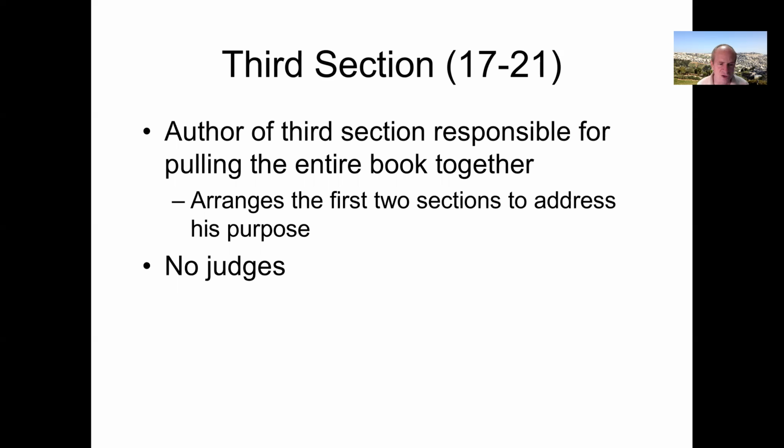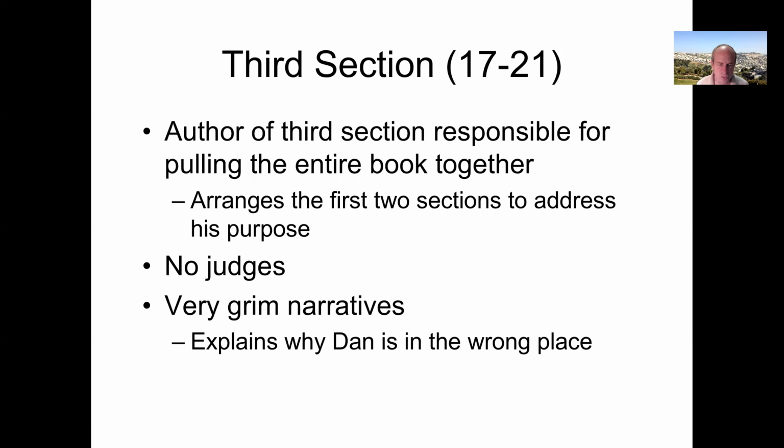In part three, there aren't any actual judges. It consists of two stories, and they're both very, very grim and depressing narratives. The first one explains why the tribe of Dan is in the wrong place. If you read the book of Joshua, you saw where the tribes were allocated certain parts of the land that they were supposed to live in. And the tribe of Dan was allocated some land on the central and southern Mediterranean coast, but they don't end up there. They end up in the very far north part of Israel. So they're in the wrong place. And the first narrative tells why that happened.